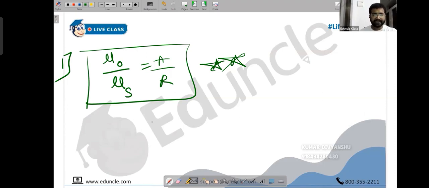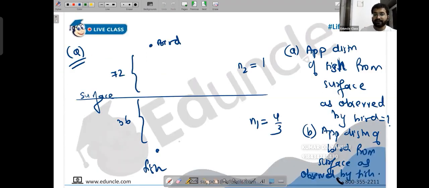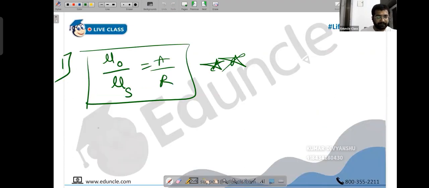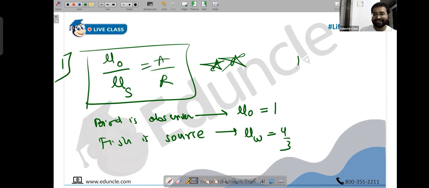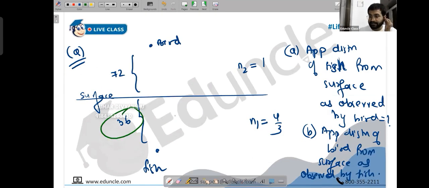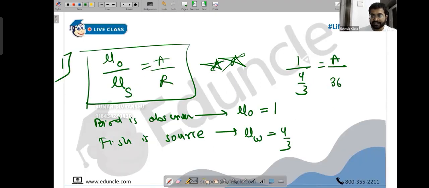Clear? So let's take the first case. We will remember it this way. When the bird is observer and the fish is source, because the first case is as observed by the bird. Who is the observer? The bird is the observer. And who is the source? The fish is the source. Where is the bird, in air or water? Air. Refractive index of observer would be 1. Where is the fish, in air or water? Water. Refractive index would be 4/3. Done. How easy it became to remember it this way. So 1 upon 4/3 would be apparent upon real. Now listen. Real distance of the source, the object that you're observing. What is the real distance of the object? 36. You're observing the fish. What is the real distance of the fish? 36. Any doubts? Please ask me right now. All good? Yes, sir. Okay.